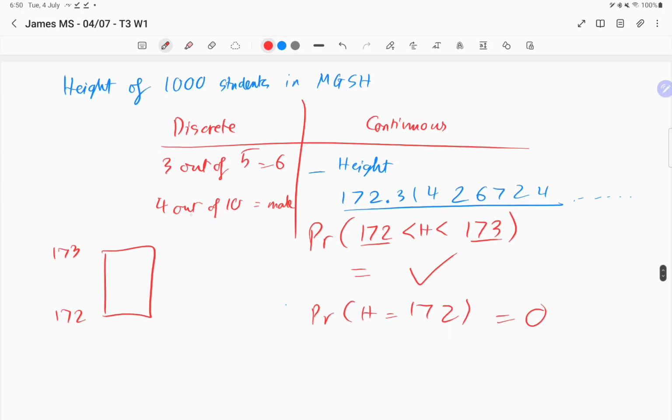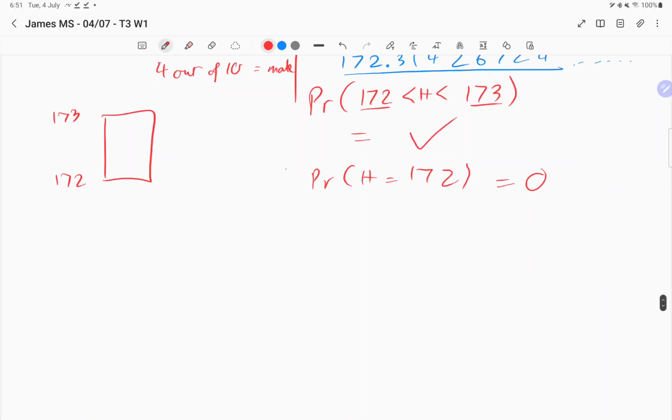If someone stands higher, then they will not be part of it, right? So you only need to get them within the two range. So that's why in the continuous scale, you need to measure between two values. And that's what the normal distribution is about.